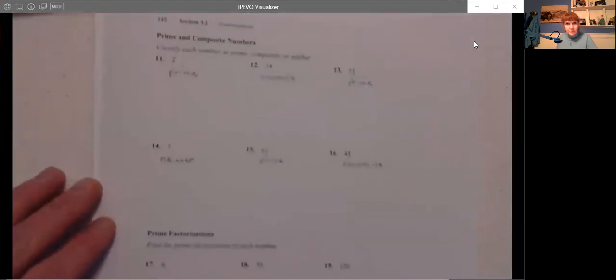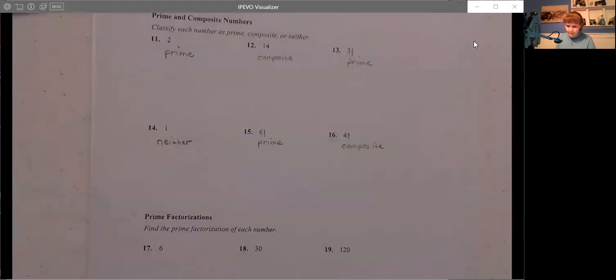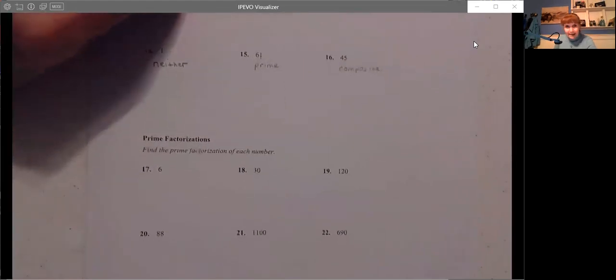We talked about what's prime and what's composite. Okay, and again, the divisibility rules can help with that as well. And now we're going to do the prime factorization as our last thing. We'll practice this.